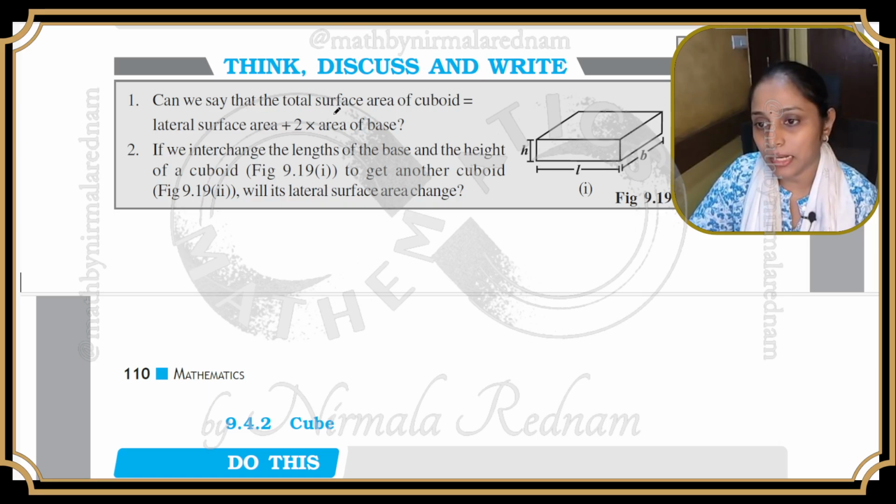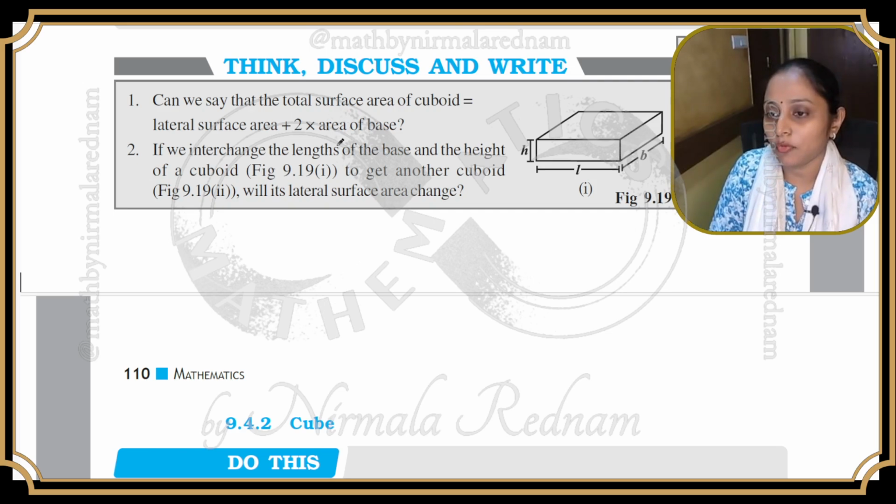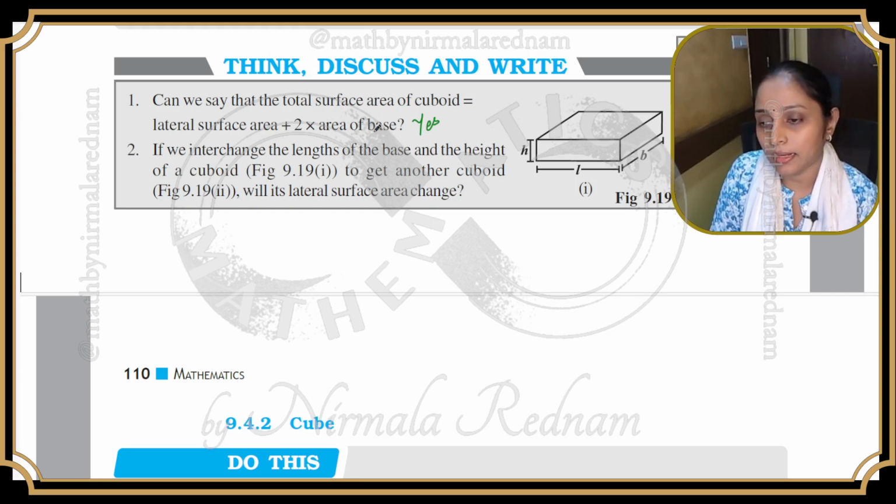Can we say that the total surface area of a cuboid is lateral surface area plus twice the area of the base? Yes, because in a cuboid, base and top are congruent, right? And lateral surface area excludes the area of base and top. So if you add those two, then you get the total surface area. So yes, you can do that.